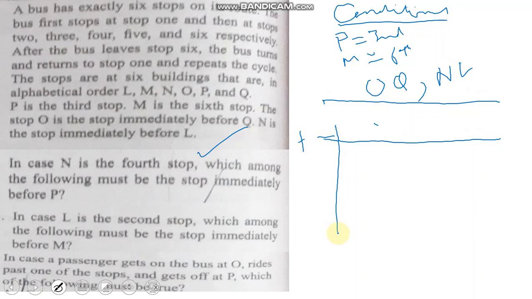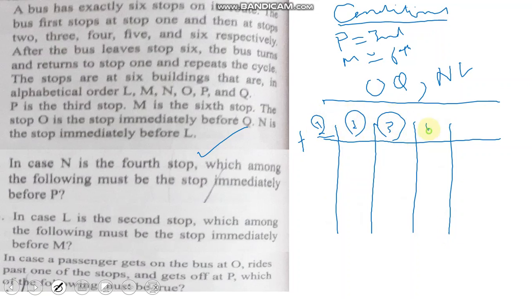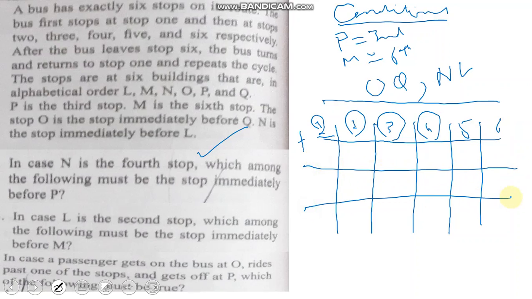1, 2, 3, 4, 5, 6. Now, if we solve this according to the conditions, P will always be your 3rd and M will always be 6th. Okay? Now, study this question.